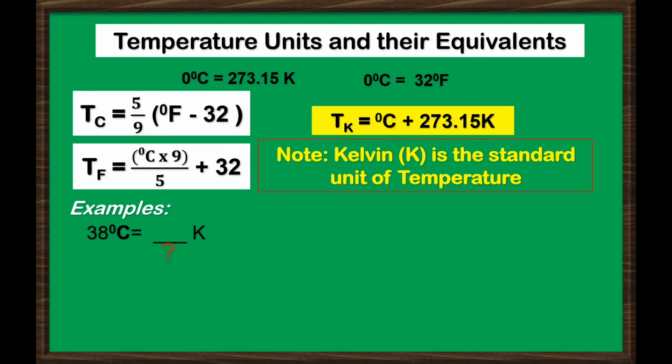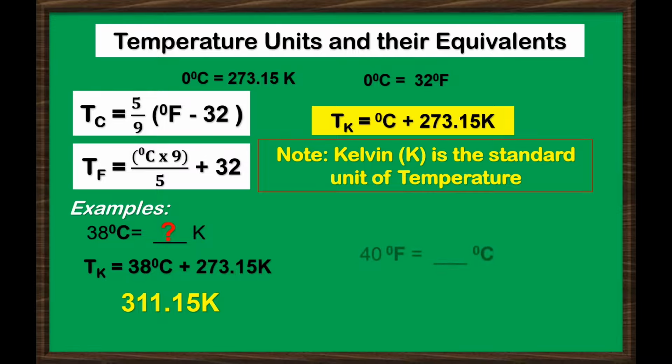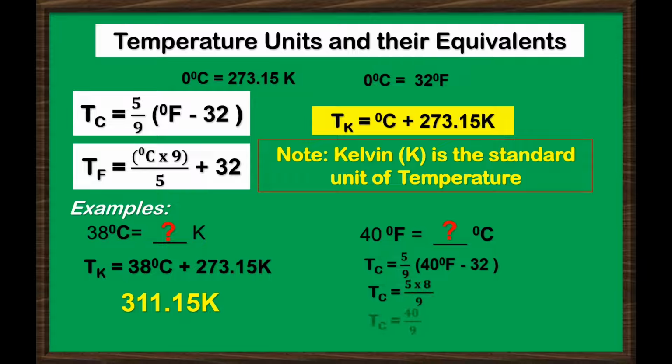Examples: what is 38 degrees Celsius in Kelvin? You just simply add 273.15 Kelvin. The value of temperature is 311.15 Kelvin. Here is another one. What is 40 degrees Fahrenheit in degrees Celsius? Using the conversion formula, the value of the temperature is 4 degrees Celsius.